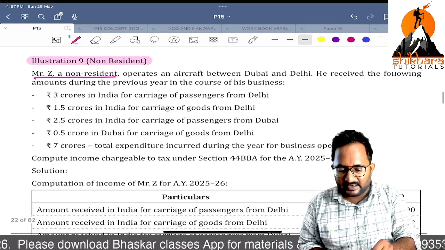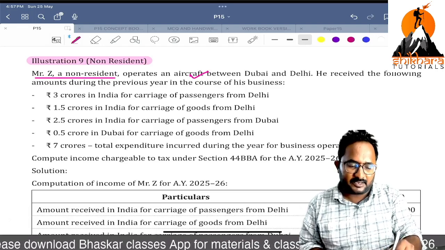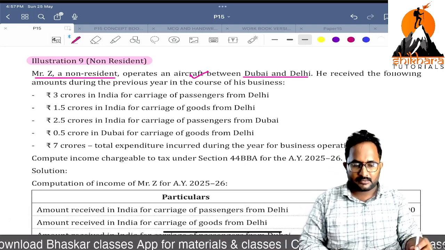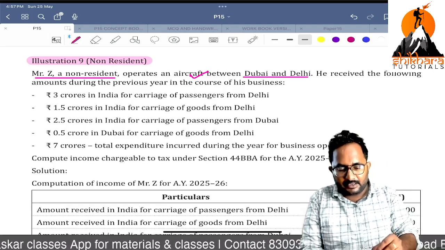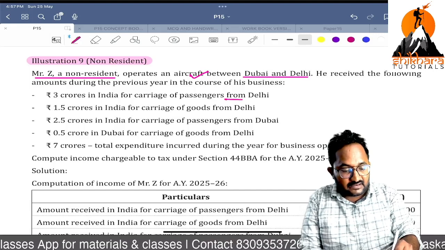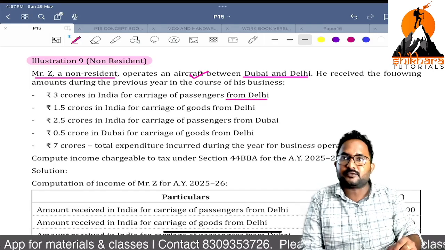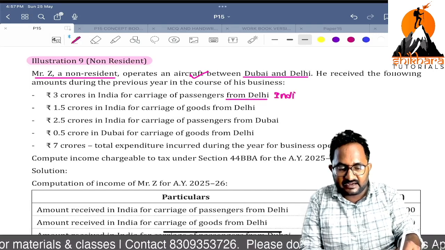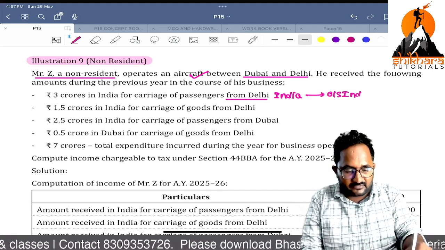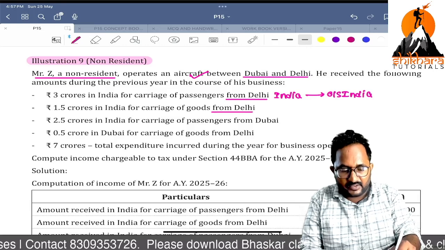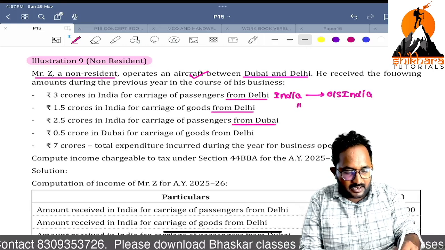Mr. Jed is a non-resident. He is operating aircraft between Dubai and Delhi. He received the following amounts during the previous year. Carriage of passengers from Delhi, that means starting from India to outside India. The next one also, from Delhi only, same.